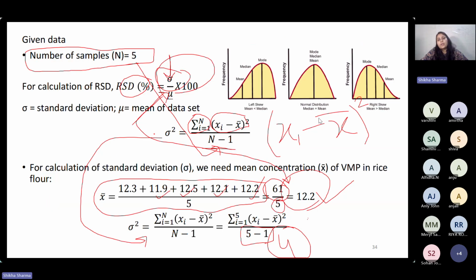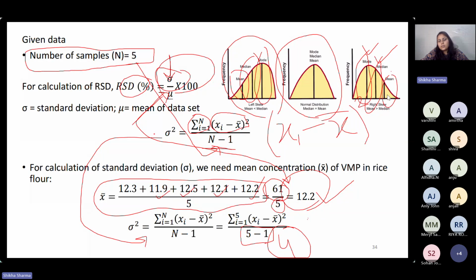Also, when we have a normal distribution, the mean, median and mode lie on the same line. But when we have a left skew distribution, what happens? The mode will be the highest, then median, then mean. And when we have a right skew distribution, the mean will be the highest, then median, and then the mode, because this value is the highest here. Okay.